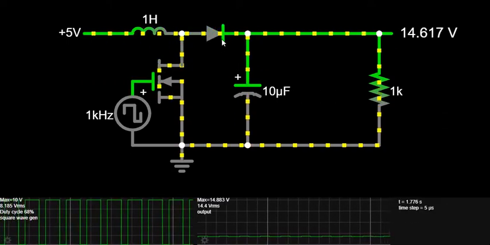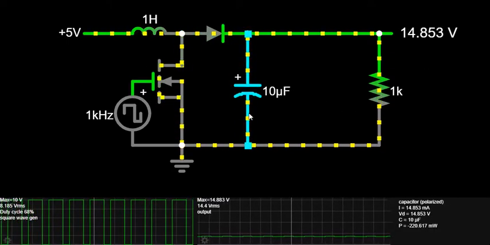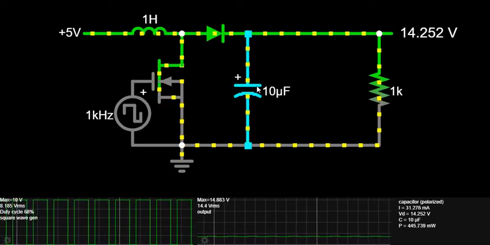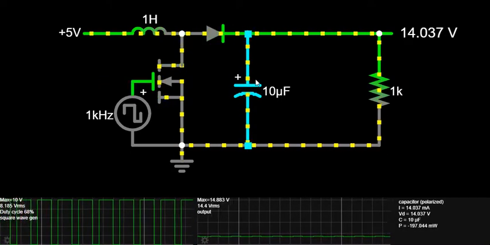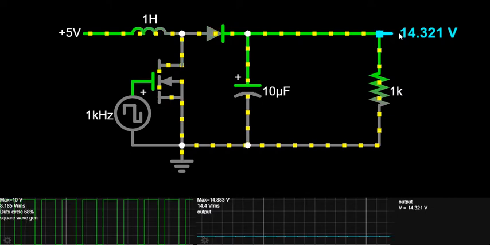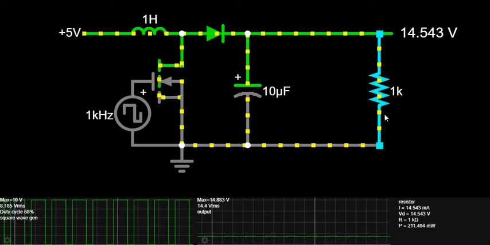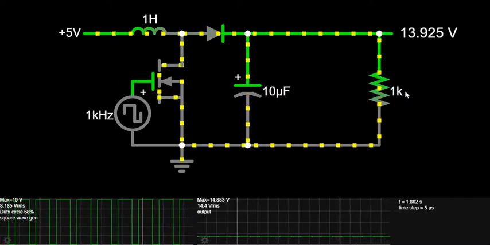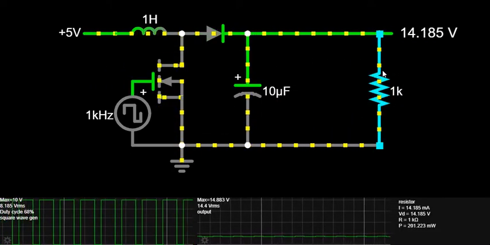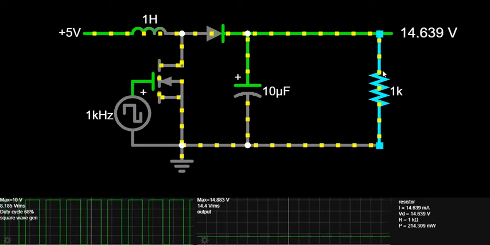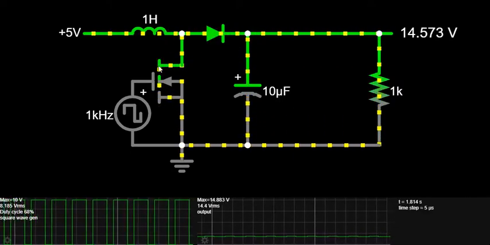Generally a Schottky diode is used here, and this is the bulk capacitor. It will charge and discharge as per the output requirement. And you can see here, this is the load. We put a resistance here, but it can be any circuit, any microcontroller circuit or any other circuit.